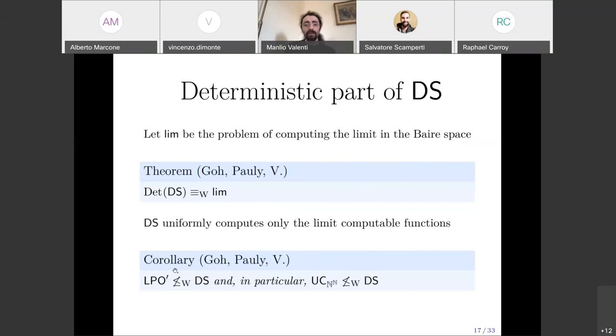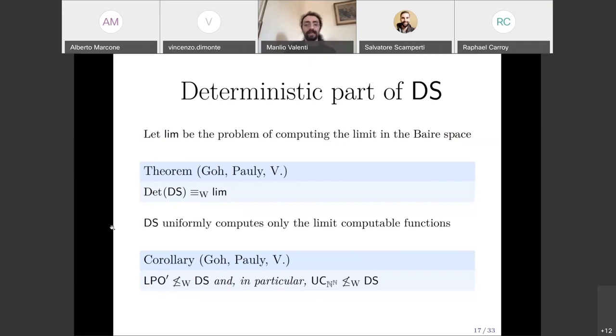And in particular, we have this problem here, which is the jump of LPO, which is a single valued codomain 2 problem. So not even codomain Baire, right? It's a single valued codomain 2, which is not reducible to lim, and therefore it cannot be reducible to DS, let alone UC bare, which is not even an arithmetic problem. So no hope for it to be uniformly computable by DS.